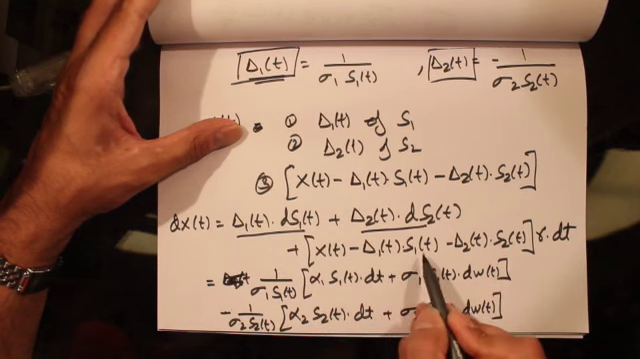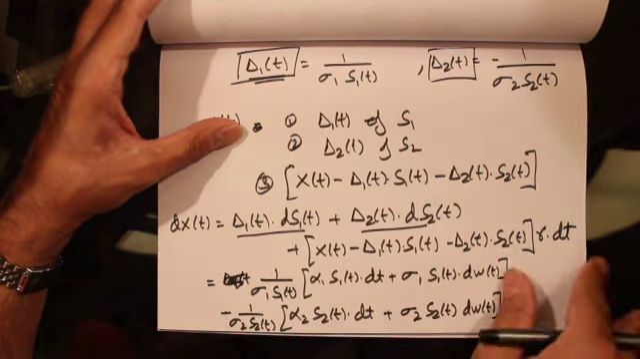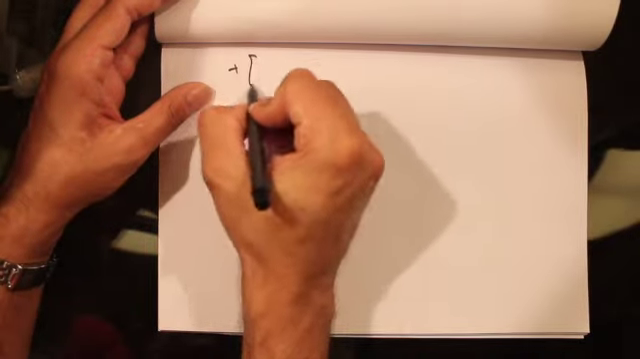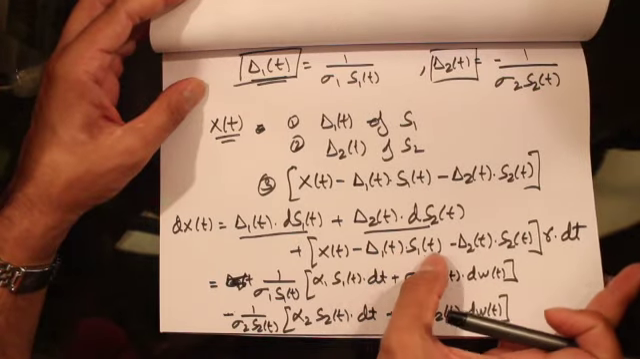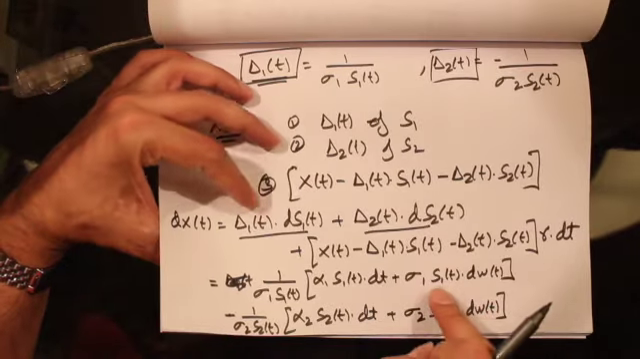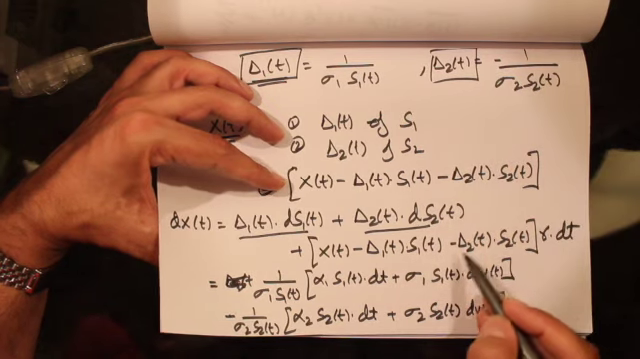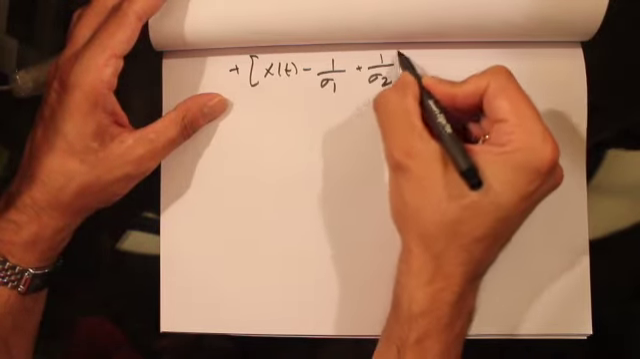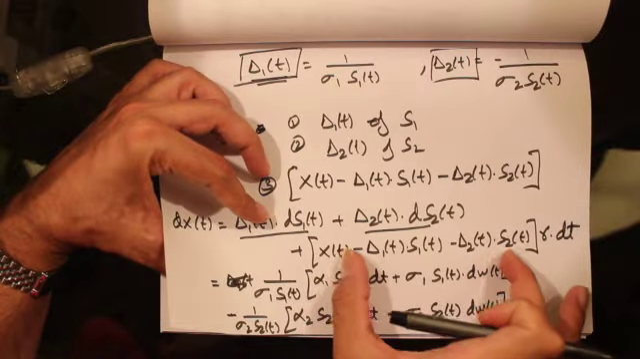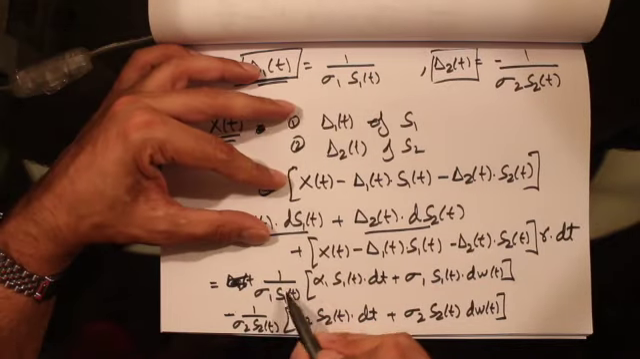Now delta 1(t) times S1(t) would just give us 1 over sigma 1. So plus we're going to have this third term: plus X(t) minus delta 1(t) times S1(t), which would be just 1 over sigma 1, and then delta 2(t) is minus 1 over sigma 2 S2. Minus minus becomes plus, S2 cancels out, so we'll get plus 1 over sigma 2, times r dt.